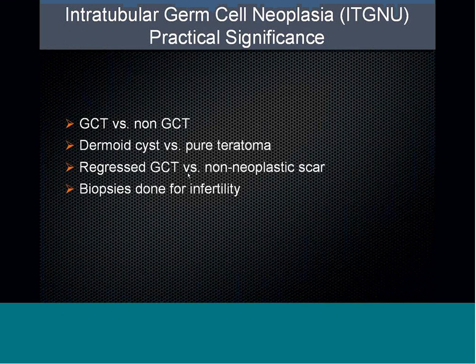Another entity which we're going to discuss that is present in germ cell tumors is burnt out, regressed germ cell tumors. When you're dealing with a scar in the testis, is this a non-neoplastic scar or is this a regressed germ cell tumor? The answer could be just finding intratubular germ cell neoplasia at the adjacent periphery of the tumor or lesion. It's also crucial to look for intratubular germ cell neoplasia on biopsies done for infertility, because it increases the patient's risk of getting a germ cell tumor in 5 years, and they should be dealt with.